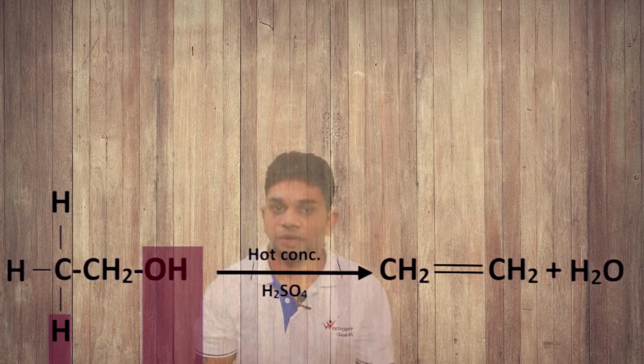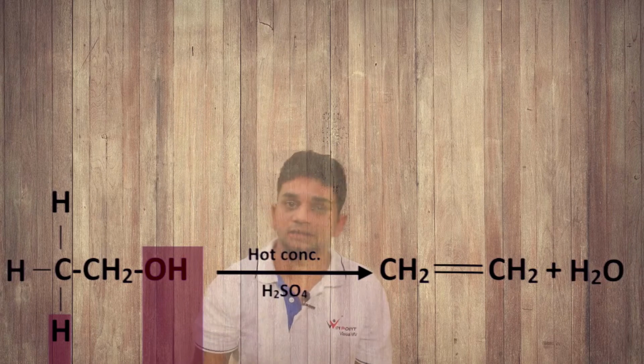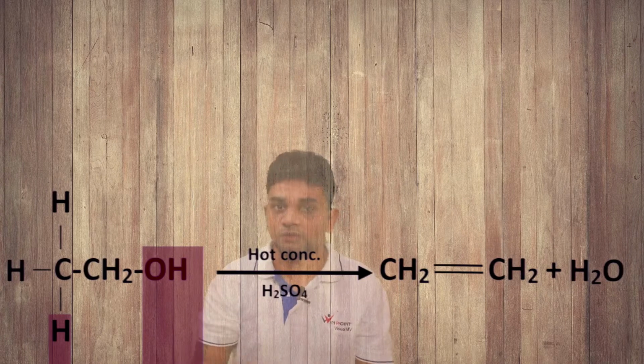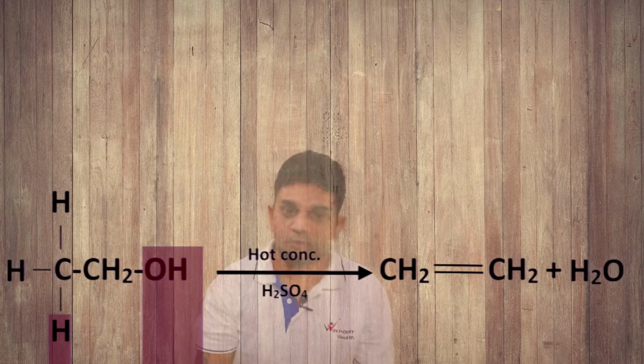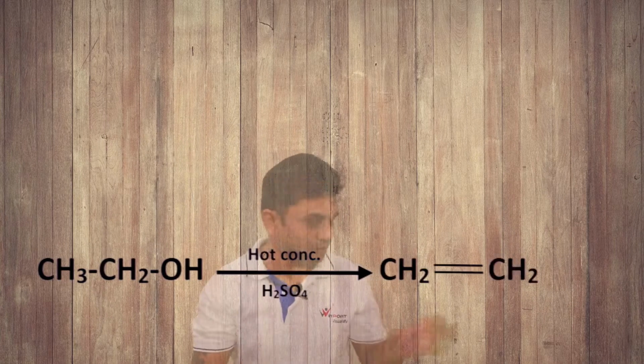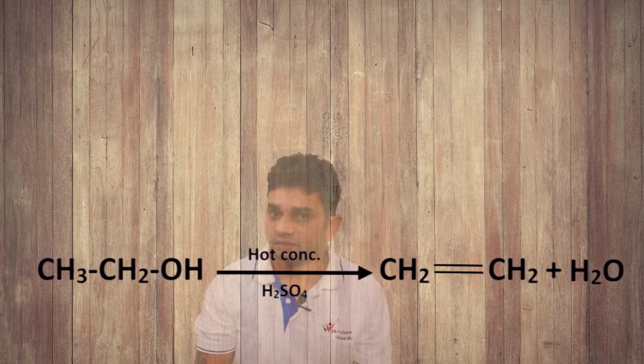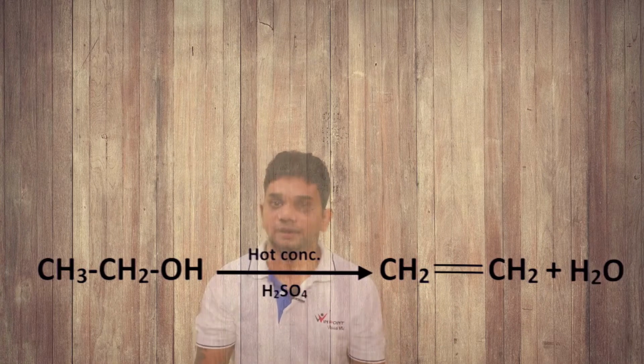This reaction is known as dehydration reaction because sulfuric acid is a dehydrating agent. It will absorb water from this compound. Now let's write the equation. CH3CH2OH gives, in the presence of concentrated sulfuric acid, CH2 double bond CH2 plus H2O. This is the reaction. This reaction is known as dehydration.